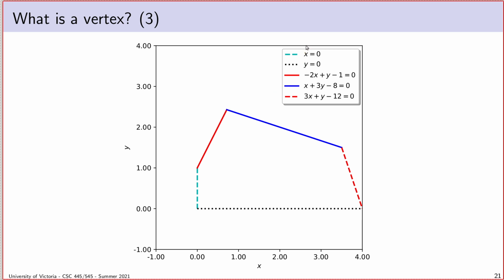Let's try a different vertex. Well, here we have this one here. That would be this constraint and this constraint. 2 constraints being met at equality. And indeed, still 2 optimization variables.